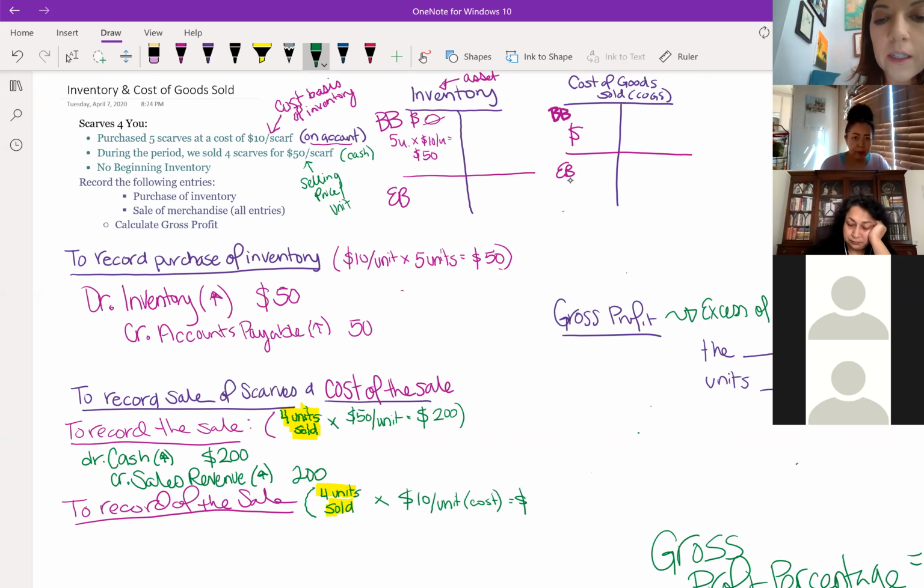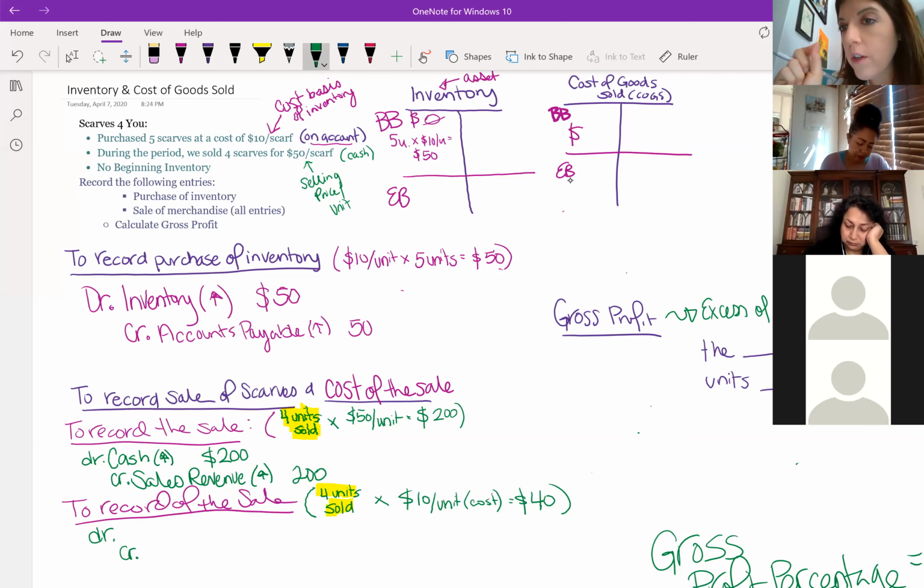So we're going to have an expense of $40. What goes into and out of our inventory account is always at the cost basis of those units, purchased and then sold.